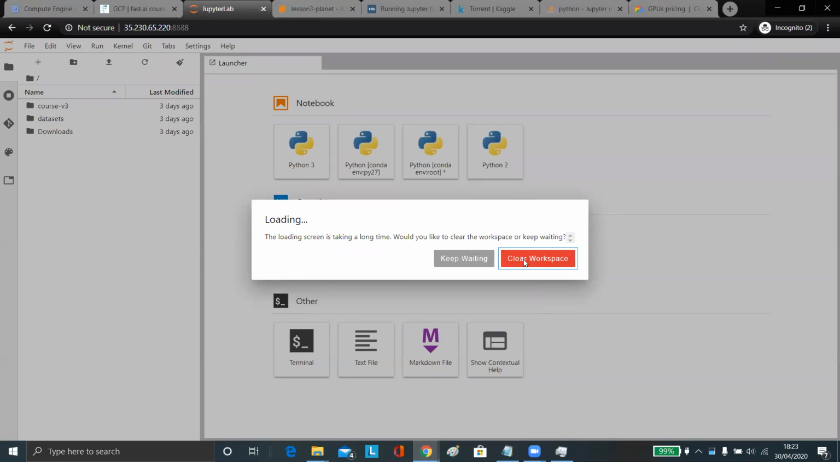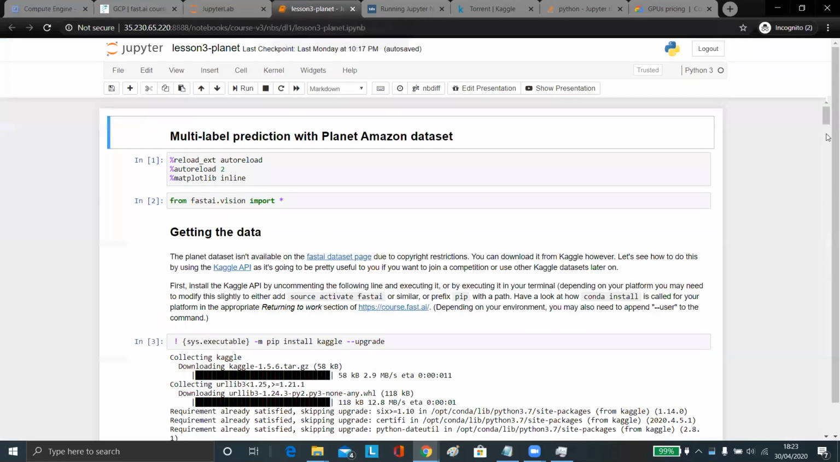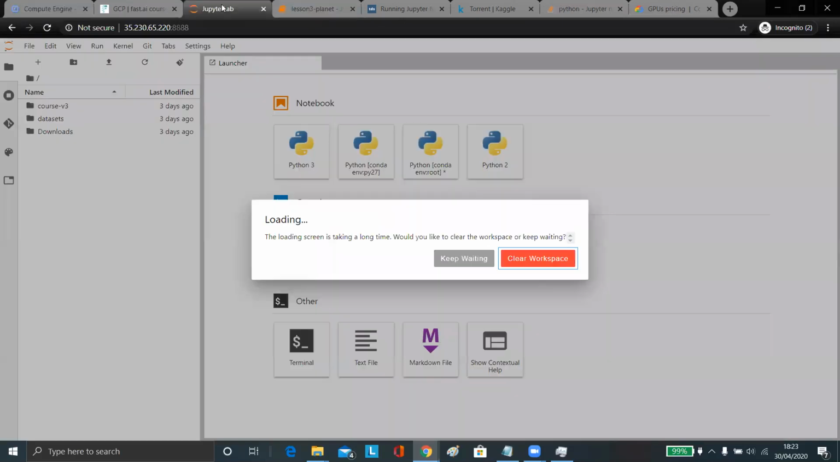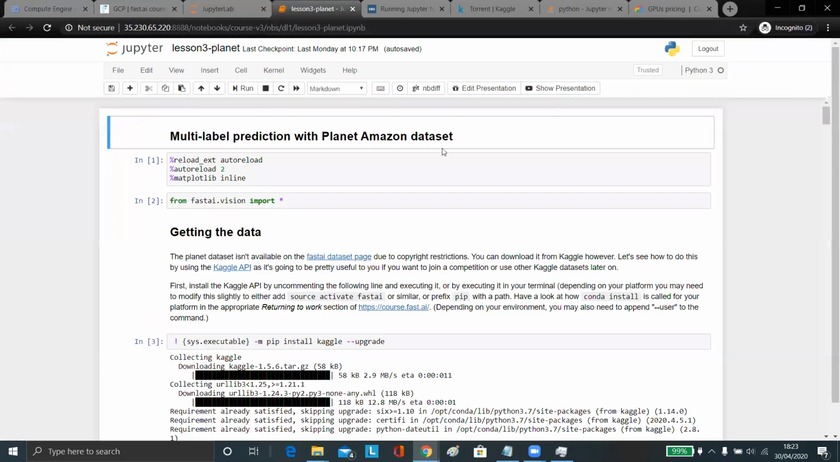Yeah. Just clear workspace, I guess. This is performing incredibly badly. Sorry, I sidetracked you from what you were doing. All right, we'll ignore that for just now.